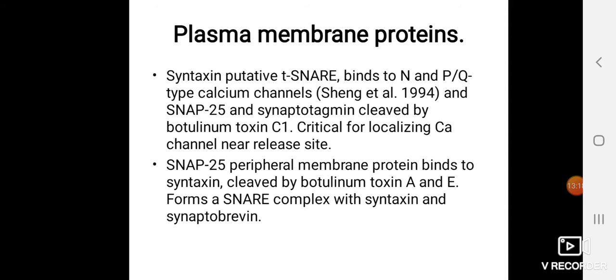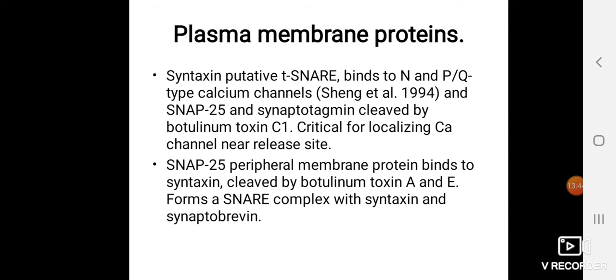Now the proteins of the plasma membrane, which is going to be the target membrane. Syntaxin is a putative T SNARE which binds with the N and P/Q type calcium channels, and SNAP25 and synaptotagmin are cleaved by the botulinum toxin. So they found that the calcium channels play a very critical role here.